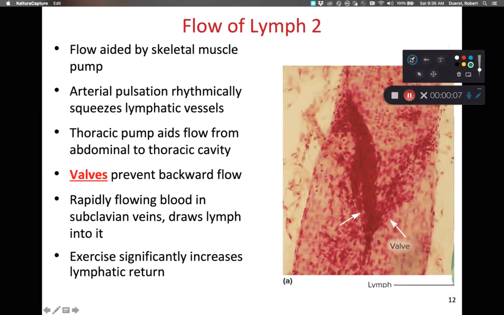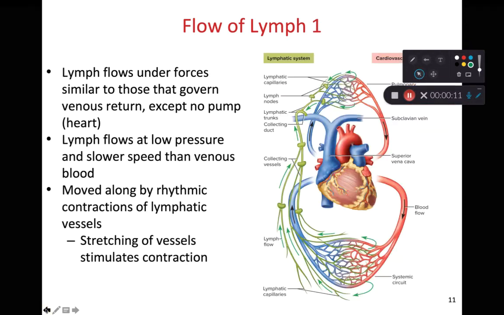Hi class, let's keep talking about the flow of lymph. Ooh, I think I might be an extra slide forward here. Let's back up a slide. Here we go. This is the slide I meant to start on.